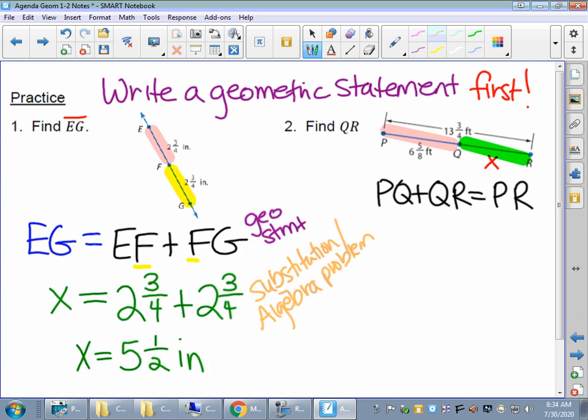The two parts add up to the whole thing. So it doesn't matter which order you put it. In problem number 1, I put EG equals the two parts. In problem number 2, I put the two parts equal the whole thing. Whatever way you feel best about.